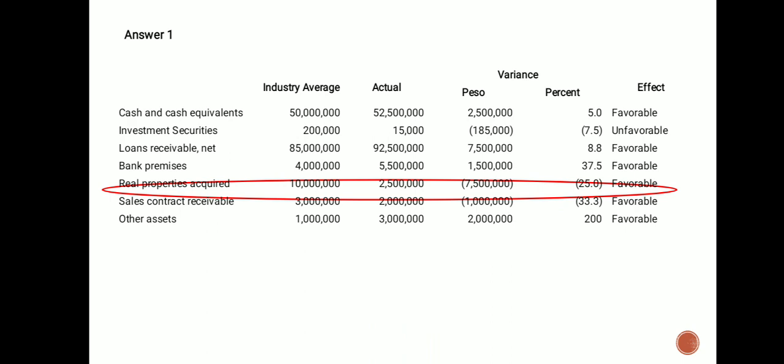So this is considered favorable because the sum of the industry average for the properties acquired through foreclosure and the foreclosed properties sold is 13 million pesos. So that is 10 million real properties acquired plus the sales contract receivable nga 3 million. And then if you're going to compare it with the Countrywide Bank, we have 4,500,000 only. We have 2,500,000 actual real property acquired plus the 2 million actual sales contract receivable.